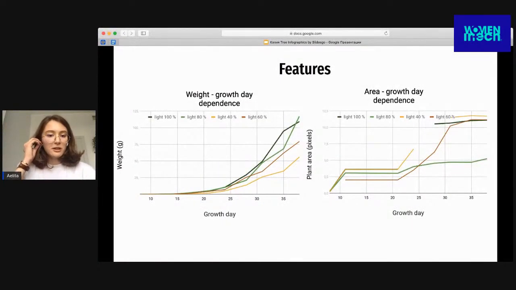On this slide, you can see the dependence of plants' weight and area on growth day. The data from some days were missing, and therefore you can see gaps on the right plot because the camera accidentally stopped recording or some data was missing. And also from the right plot, you can see that the dependence of area is not as clean as we expected. Hence, we decided to utilize some other features for weight prediction.